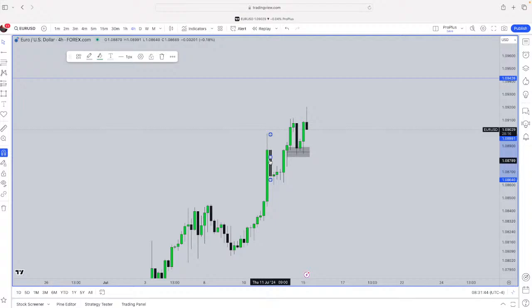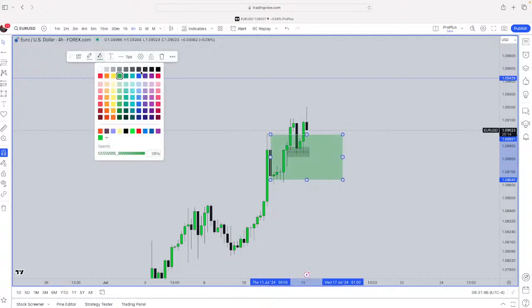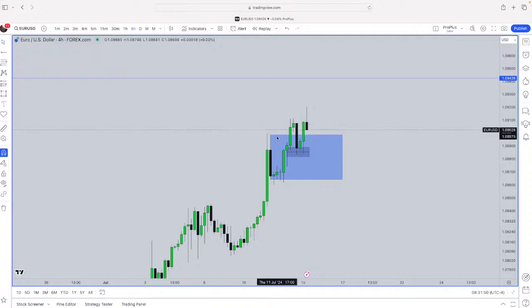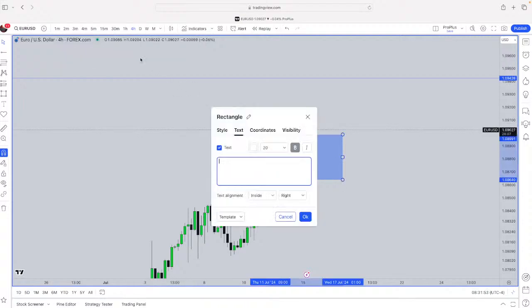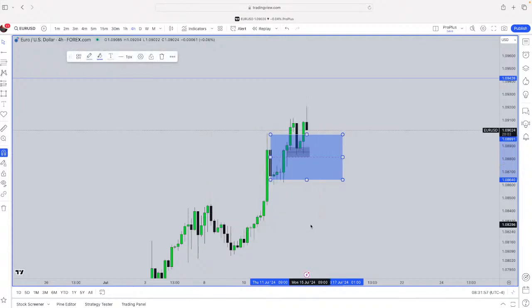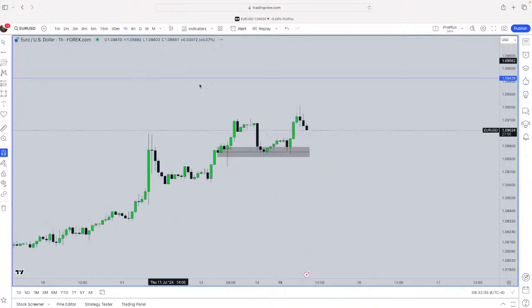Draws across. Make that blue, get the midpoint. So it hasn't even got to the midpoint. So that'd be bullish order block, one reason.